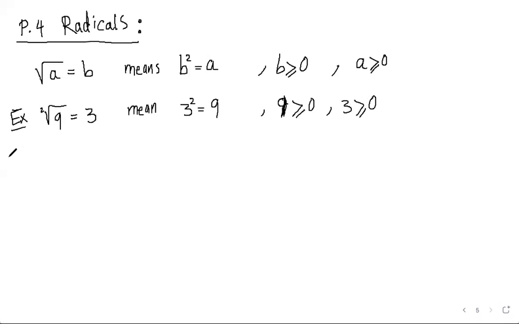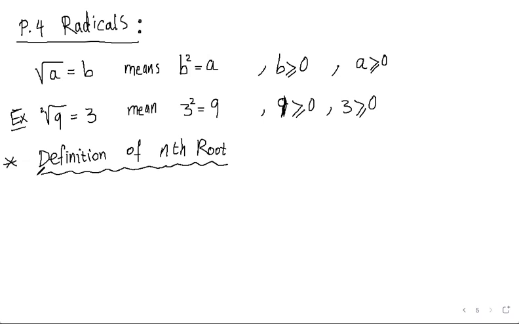So in general, I give you the idea in general. The definition of the nth root: the nth root of A is equal to B.